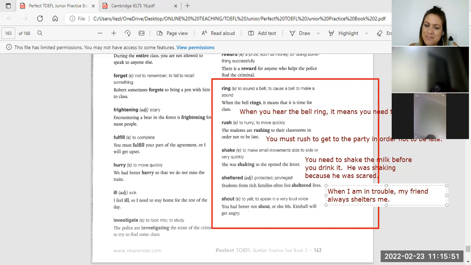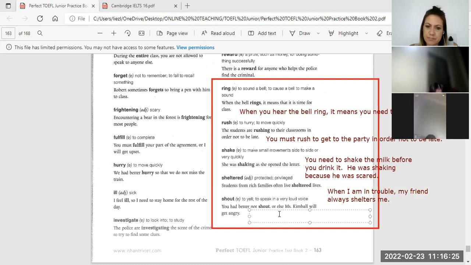Shout. Let's read shout. Shout. Okay, read the last one. To yell. To speak in a very loud voice. Okay, let's read the sentence. You had better not shout, or else Miss Kimball will get angry. Let's see if you can make your own sentence with shout.